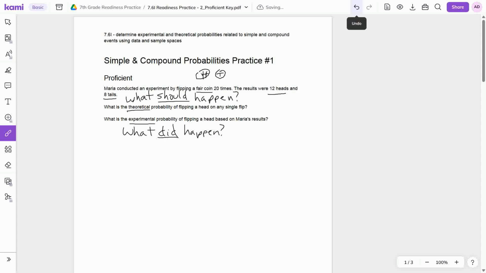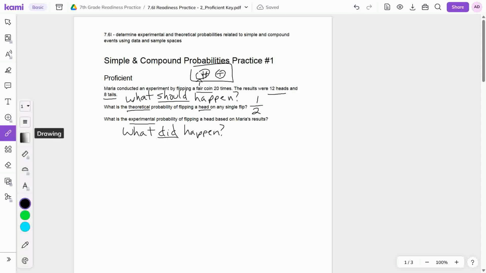So theoretical probability on a single flip is, well, how many heads are there? There's one heads. How many options are there? Well, there's one heads out of two options. So, right, our probability is 1 out of 2, 1/2. That's your probability of flipping a heads theoretically.